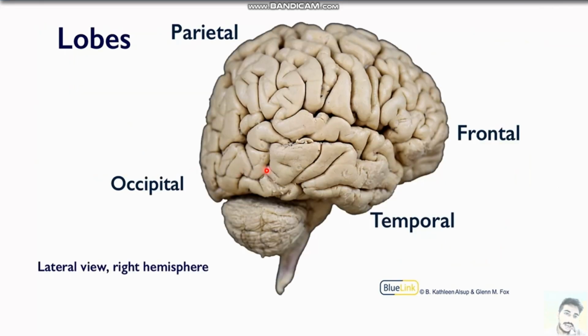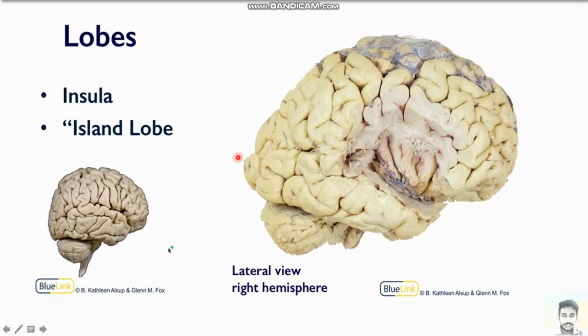Now, if we talk about the lobes, our brain has six functional lobes. Let's look at them. We have a frontal lobe here, a temporal lobe here, then behind or posterior to the central sulcus we have a parietal lobe, and all the way down we have the occipital lobe here. Now, there is another lobe called the parietal lobe.